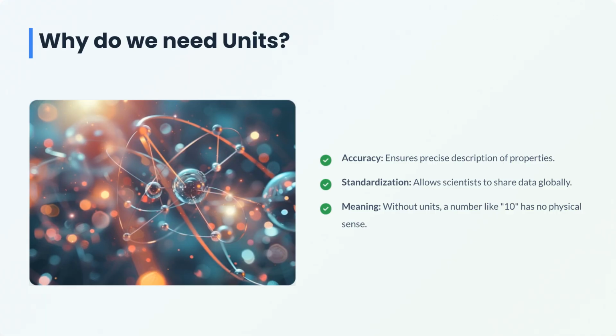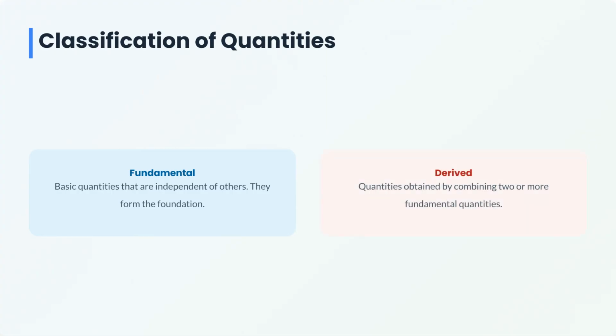Why do we need units? They ensure accuracy for precise descriptions, enable standardization so scientists can share data globally, and provide essential meaning to numerical values. Physical quantities are classified into two groups: fundamental quantities, which are independent and form the foundation, and derived quantities, which are obtained by combining fundamental ones.